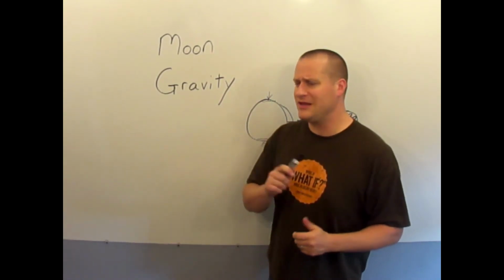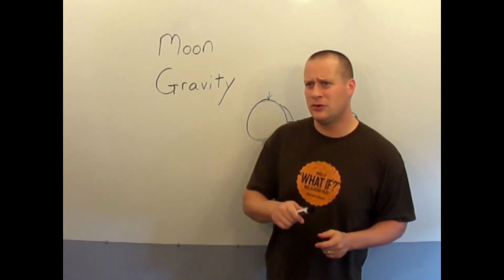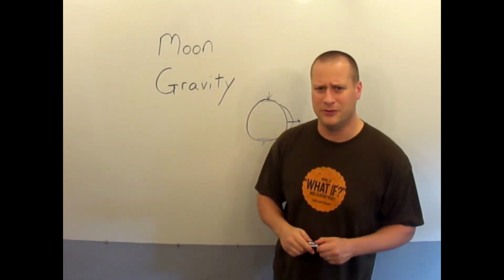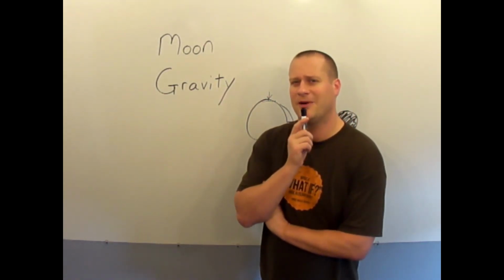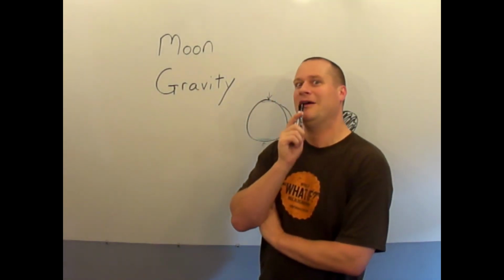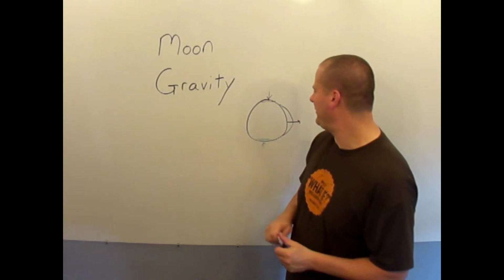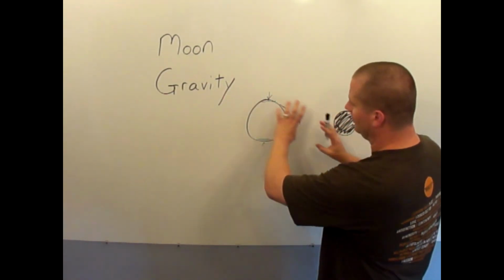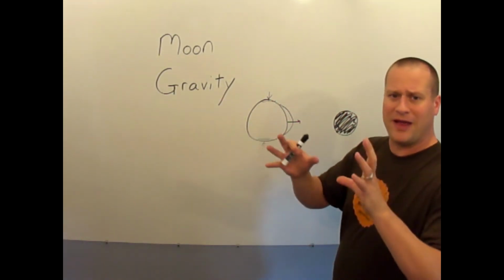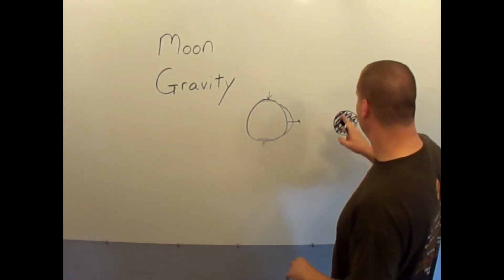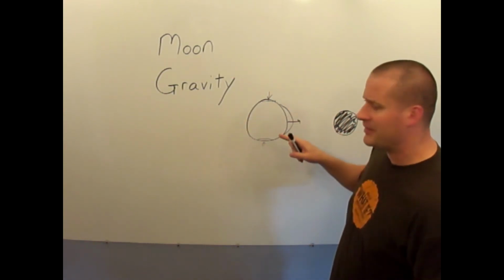So here's the next question. Does the moon pull on the Earth, or does the Earth pull on the moon? Think about that one. Okay, I hope you have enough time to think about it. The answer is both. The moon pulls on the Earth and the Earth pulls on the moon. They both pull on each other. So the Earth, which has more gravity because it has more mass, holds the moon in orbit.